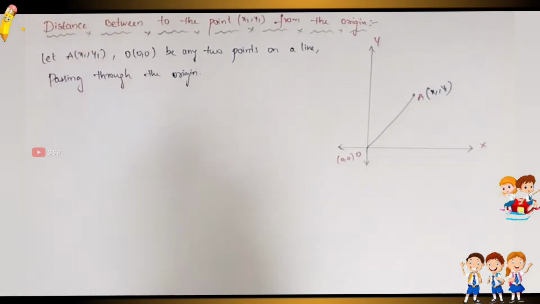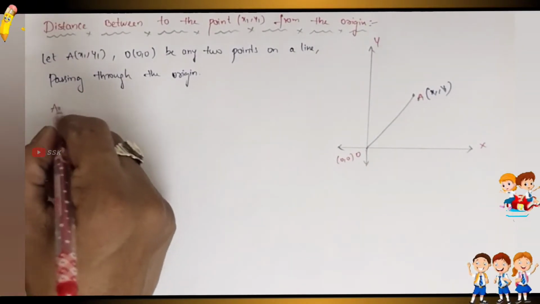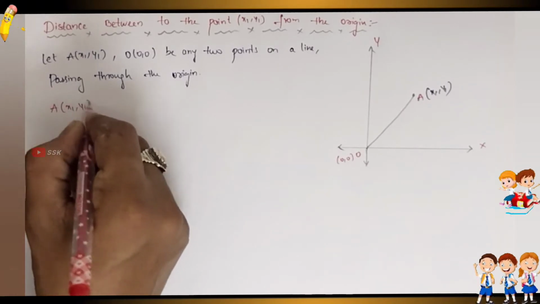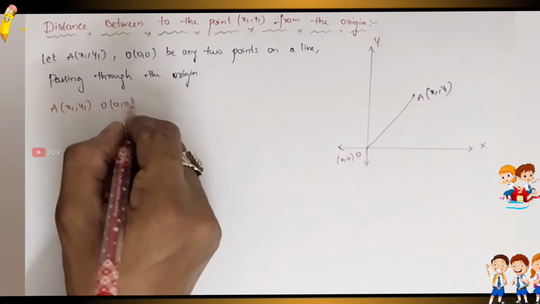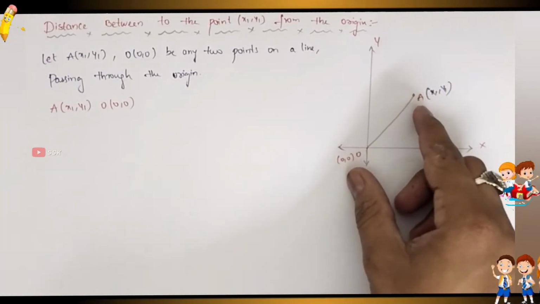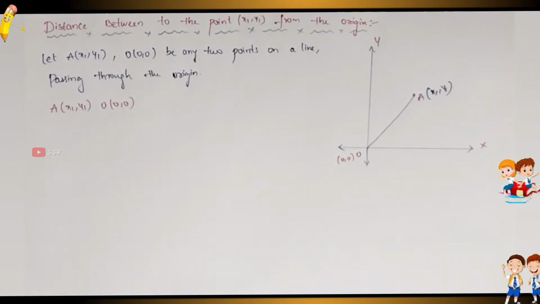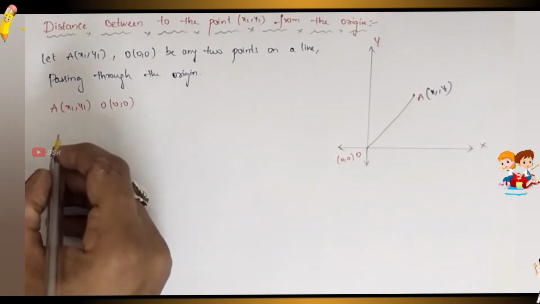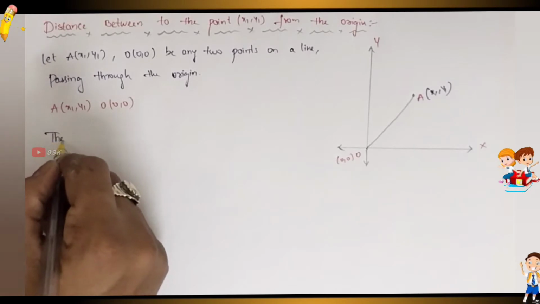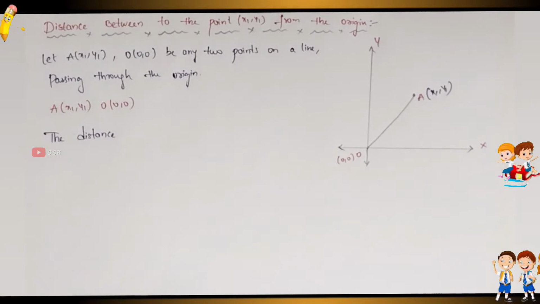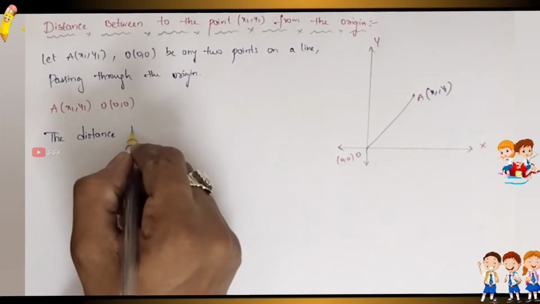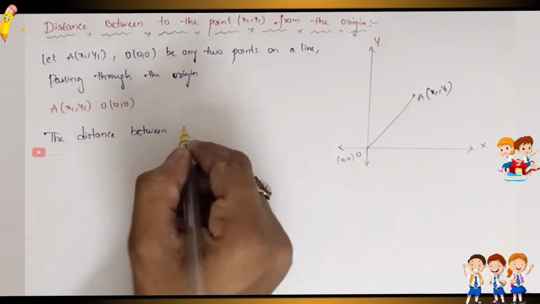Now write down. So what is given here? A value is x1 comma y1, and next, O is 0 comma 0. Now we find OA. So what is the formula? The distance between two points.